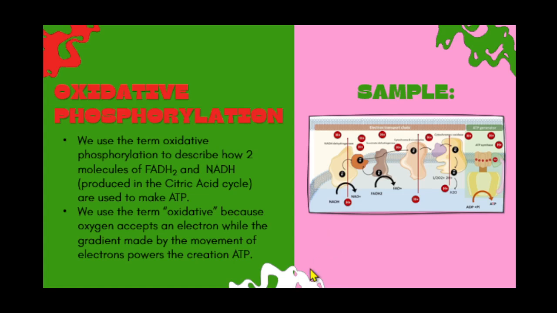So how is it different from substrate level? We use the term oxidative phosphorylation to describe how two molecules, FADH and NADH, which are both electron carriers that are produced in the citric acid cycle or the Krebs cycle, are used to make ATP. So we need these two to make ATP now. And remember, they are electron carriers. Because of that, we use the term oxidative because oxygen accepts an electron while the gradient made by the movement of electrons powers the creation of ATP.